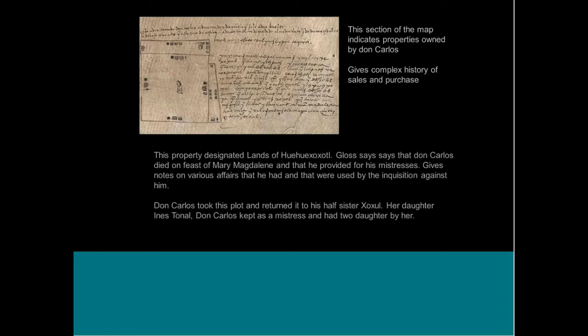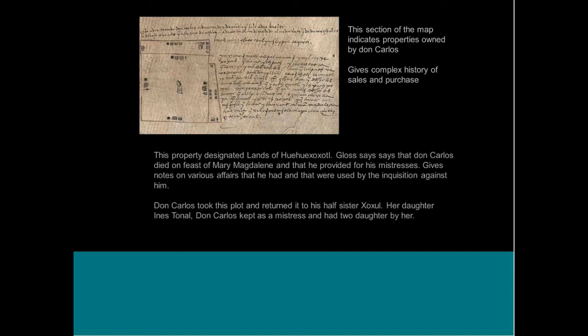One of the most fascinating parts of the map, and we'll conclude with this particular piece, is down on the right-hand side. This little piece of text has a Spanish gloss on top and then a longer Nahua gloss. And this particular piece of property is called Huehuechot. The gloss says that Don Carlos died on the Feast of Mary Magdalene, so he was executed on the Feast of Mary Magdalene. And it also tells us that he provided well for his mistresses. It also gives us notes on some of the various affairs that he had, and these affairs and him having these mistresses were really used by the Inquisition against him.